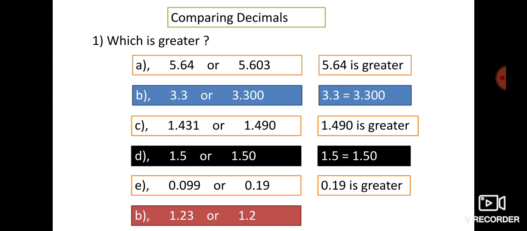Then the last question, F: 1.23 or 1.2. First the whole part is 1 and 1, the same. Then after the point, the first digit is 2, here also 2. Then one more digit is here. After the point, the second digit is 3. In the second number, there is no digit. So 3 is greater. Therefore, 1.23 is greater. Okay, this is comparing of decimals.